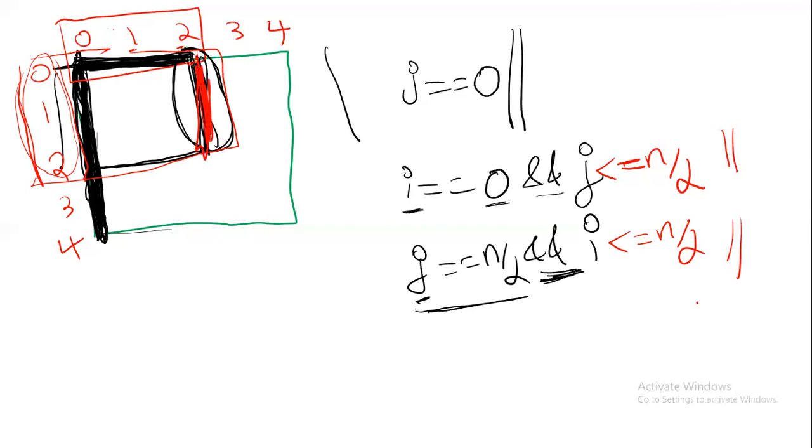Write the code for the next line. Okay, if I'm writing the code for the next line, it is this line. Is this row or column? This is a row. Row means which variable? I. I is equal to, are you drawing the first row? No. Are you drawing the last row? No. You are drawing the middle row. Middle row means I is equal to n by 2.